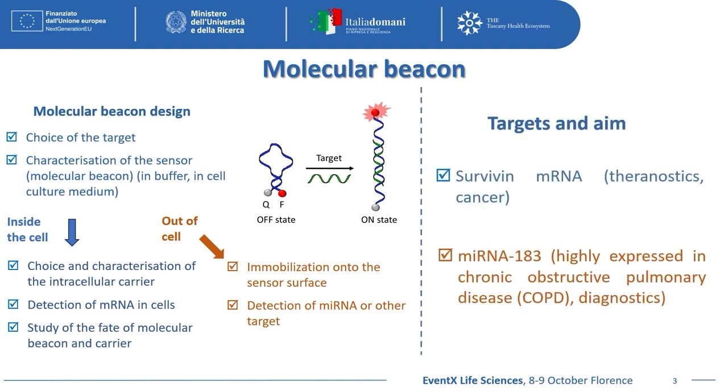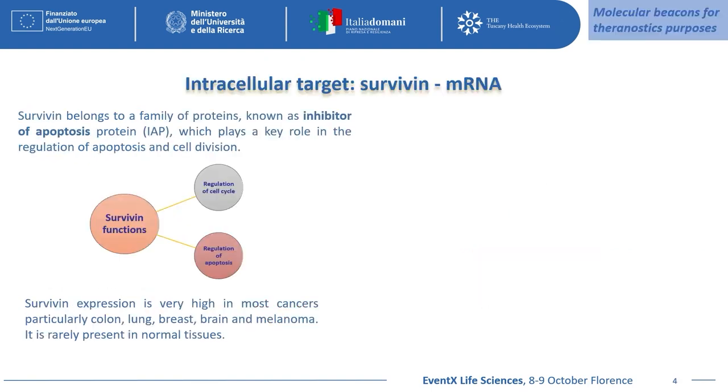So I will speak about the targets and aims within Spoke 4 for a moment, which are concentrated on detection of the mRNA, which is associated to the production of survivin, which is important in cancer. And we will see how this sensing probe can be used as a theranostic element. And we concentrate with optical platforms for the moment on microRNA 183, which is expressed in chronic obstructive pulmonary disease, COPD.